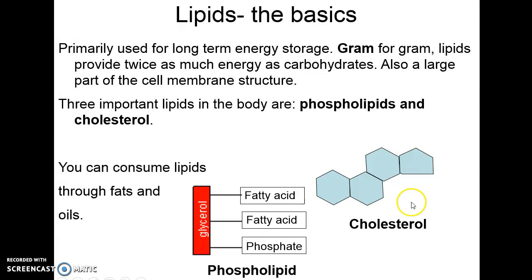So you can see cholesterol over here. It looks almost like chicken wire all together. All cholesterol is going to look basically like this. We can consume lipids through fats and oils. This is kind of what fatty acid looks like.